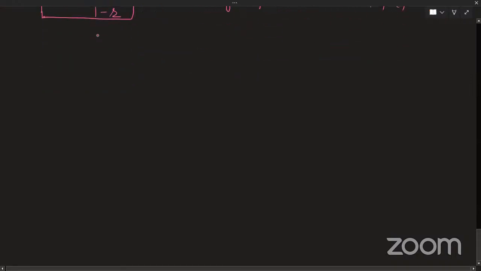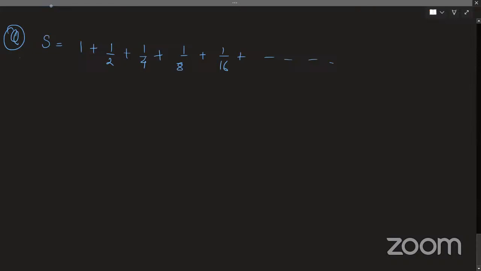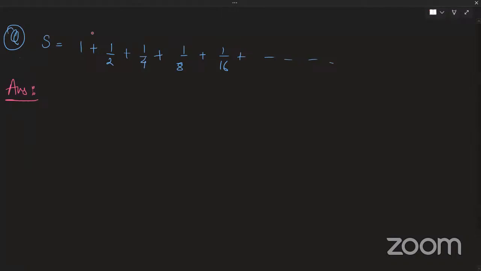Okay, so just one or two more problems regarding this. So find the sum of 1 plus half plus 1 by 4 plus 1 by 8 plus 1 by 16, and so on. Can you do it? Can anyone tell me the answer?